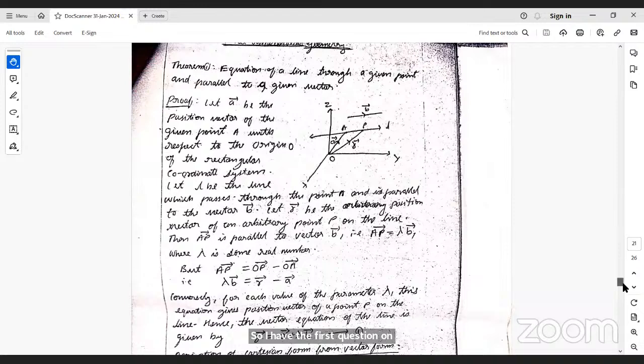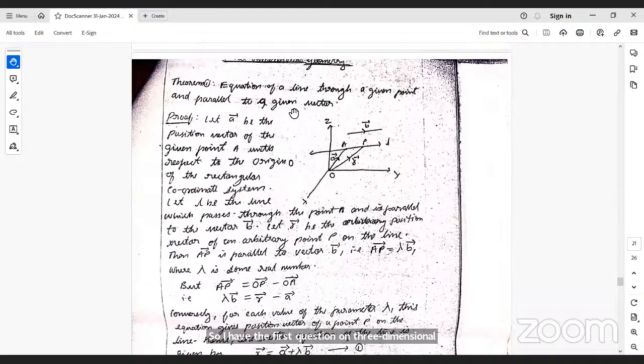The first theorem is the equation of a line through a given point and parallel to a given vector. Okay. So understand the statement. So if the statement is clear, you can understand the figure, and once the figure and statement are clear, then the proof is very simple. Okay, so see here, I need to find the equation of the line passing through a given point and parallel to a given vector.